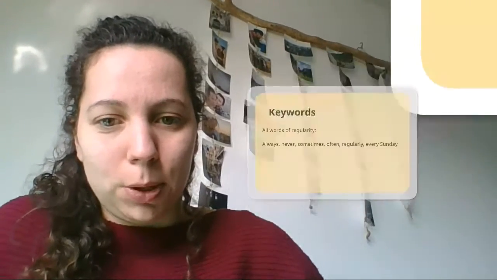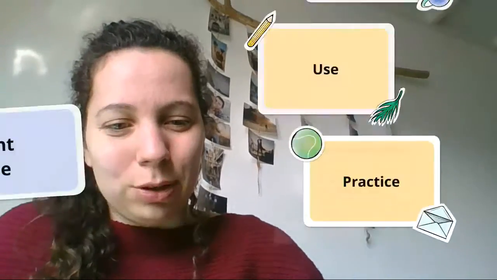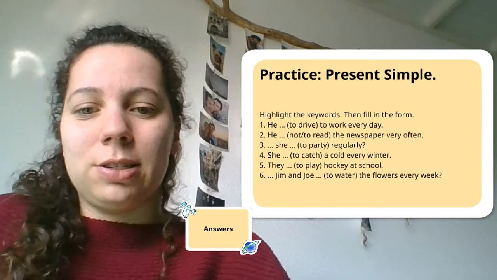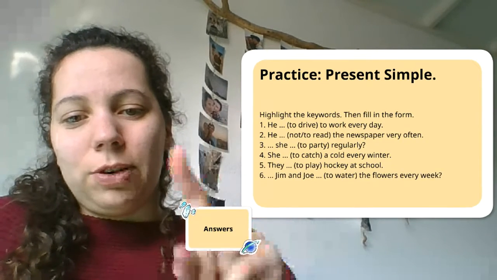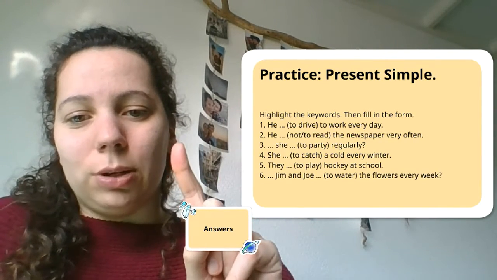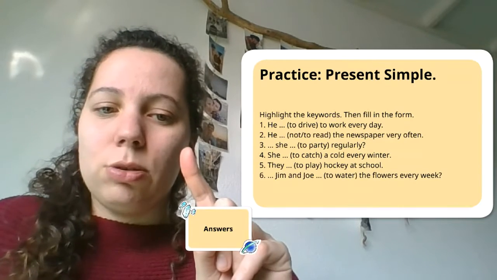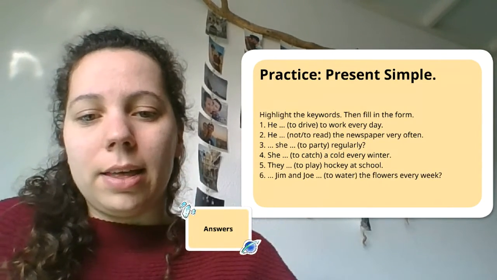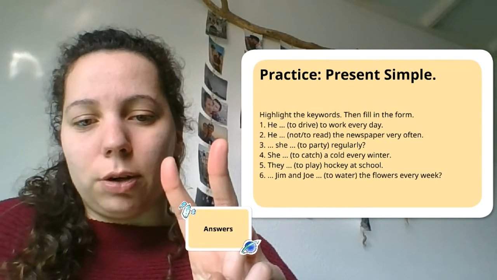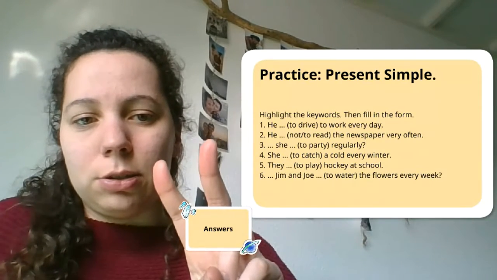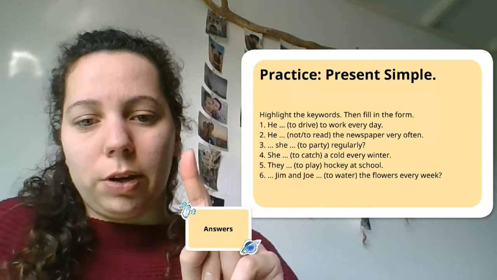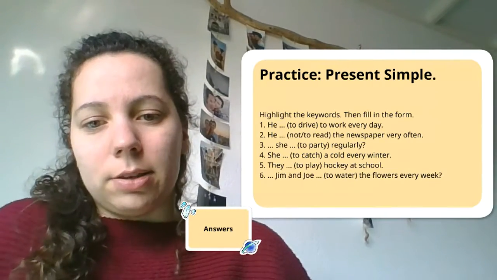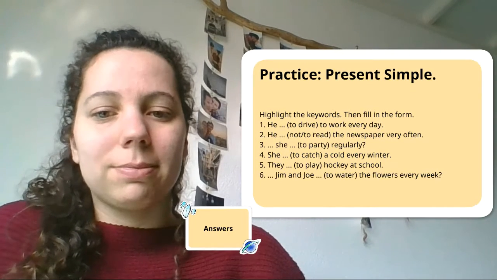Okay, I've spoken enough. I think it's time for you to practice a little bit. For these 6 sentences, you need to do 2 things. First of all, I would like you to find the keyword in the sentence. Mind you, there is one sentence that does not have a keyword. Then you need to fill in the form, so you complete the sentence using the present simple. So find the keyword, fill in the form, press pause right there, and start me again when you've done that.